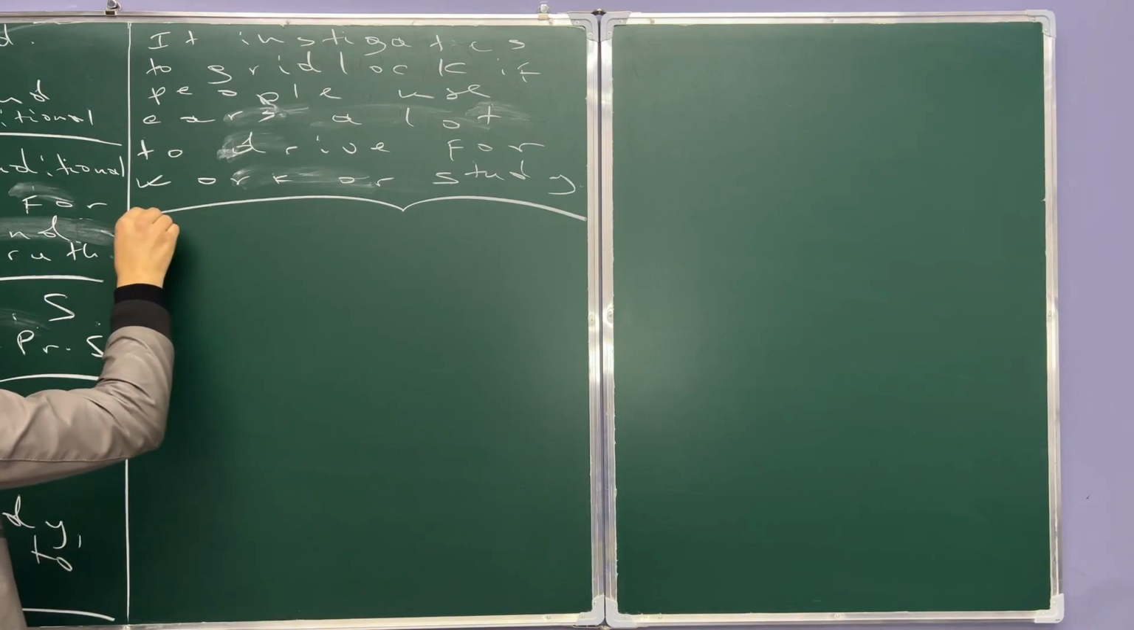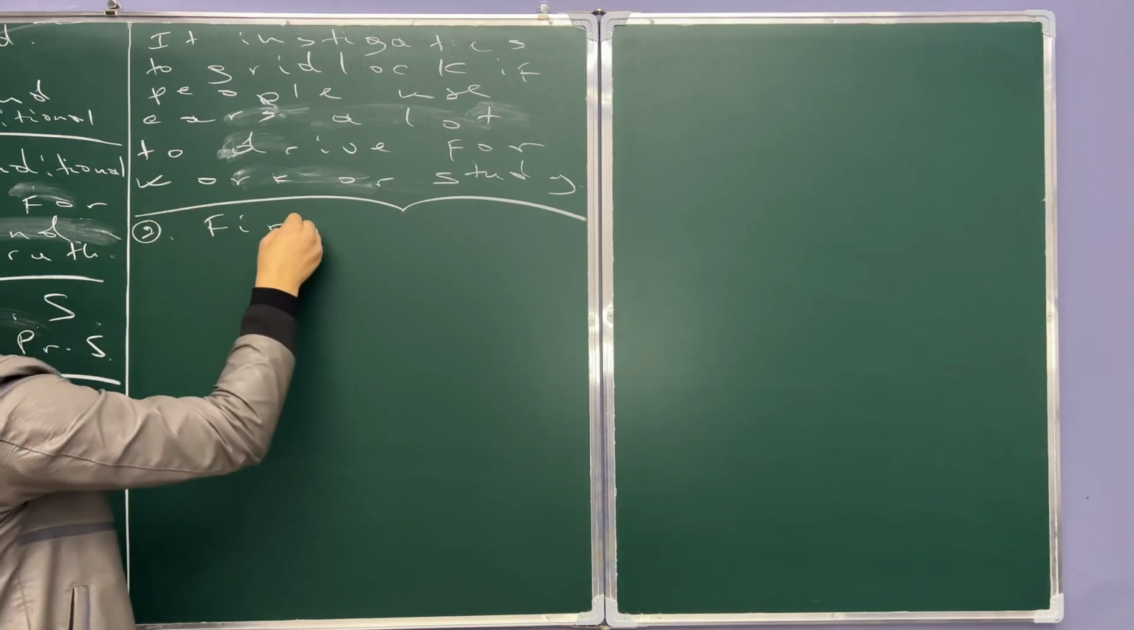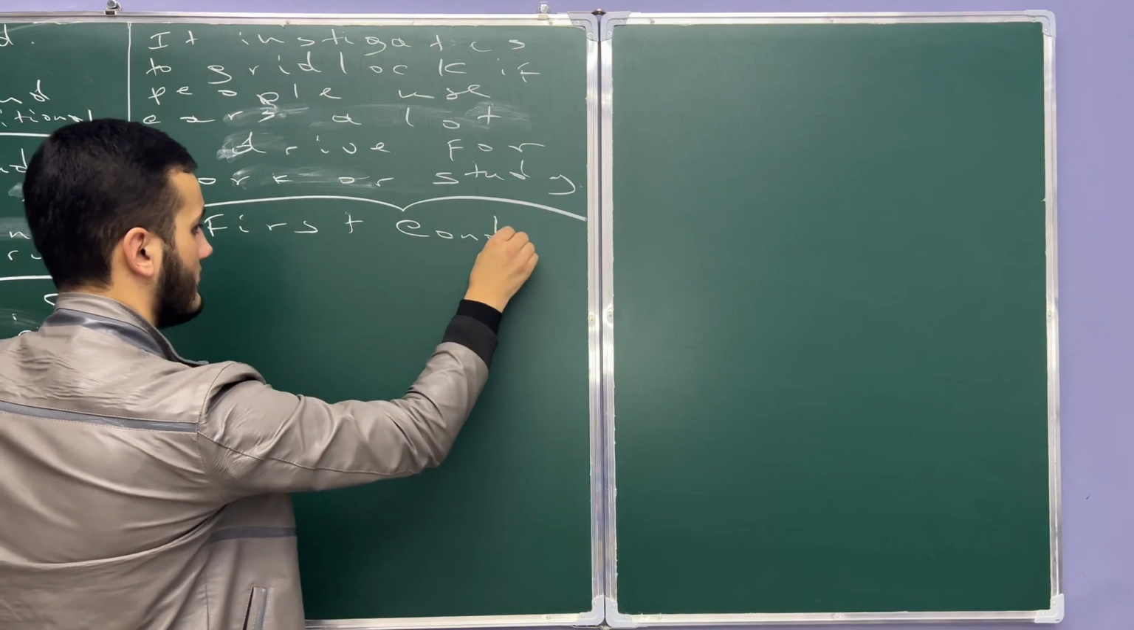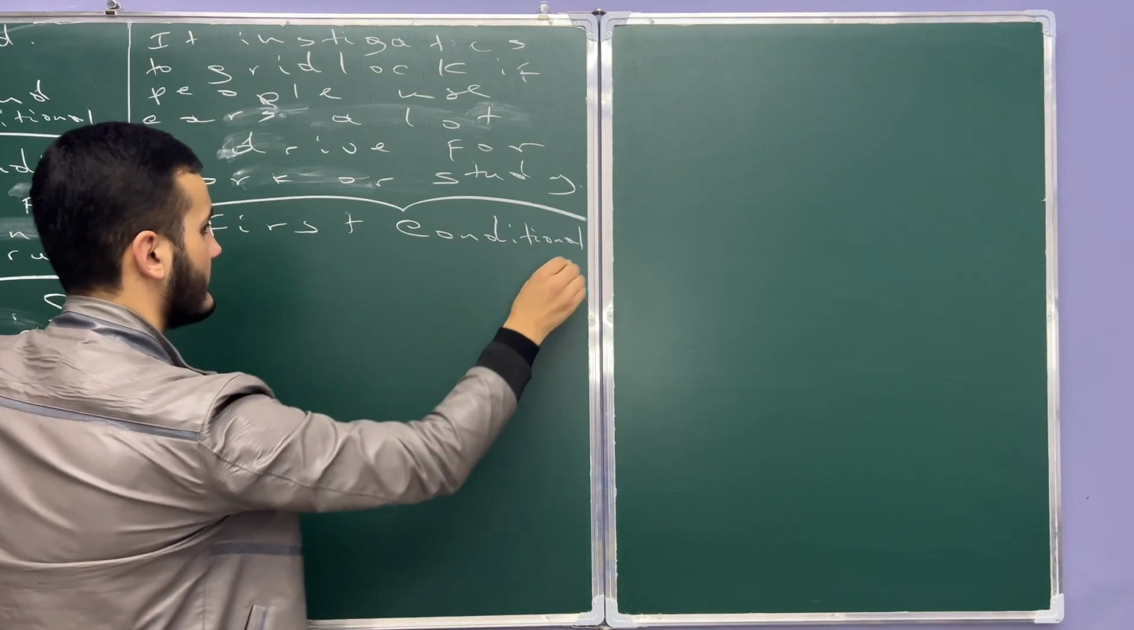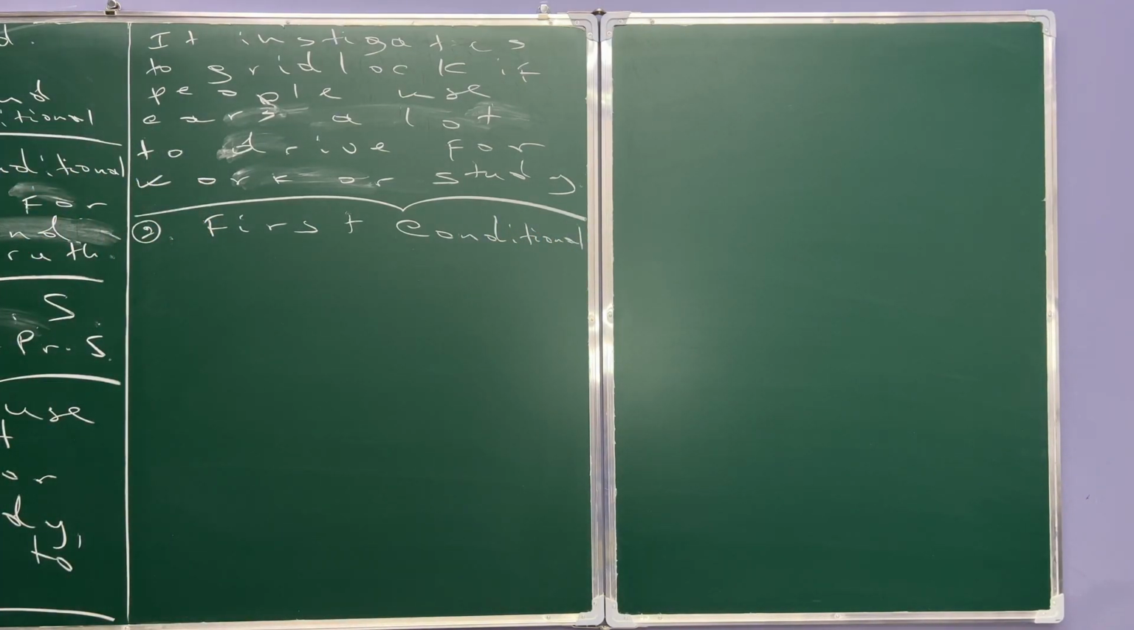Number 2. First conditional. Used for what? It's used for real or likely situations, the present or future, and their results. Real or likely situations in the present or in the future and their results.